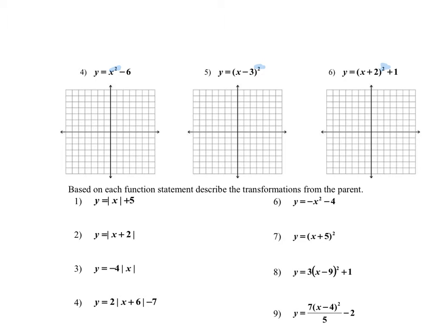So remember, the parent function for x squared has a vertex at the origin, and then it looks like our U shape. Okay. In this case, we would be moving, for this example, down. We'd be moving down 6. And that's because it's outside of the x squared and going with a subtraction of 6 units. So it would be 1, 2, 3, 4, 5, 6.